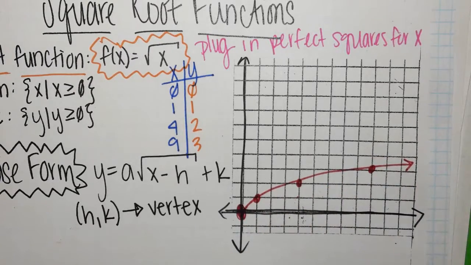I saw one of those on the test. It was like upside down. That was just half of the parabola. And this is half of a parabola, but this is the graph of a square root function. So it's a parabola cut in half.